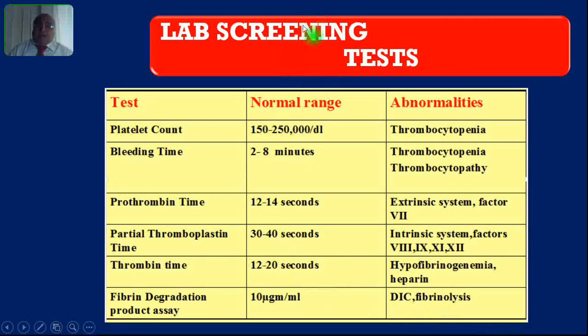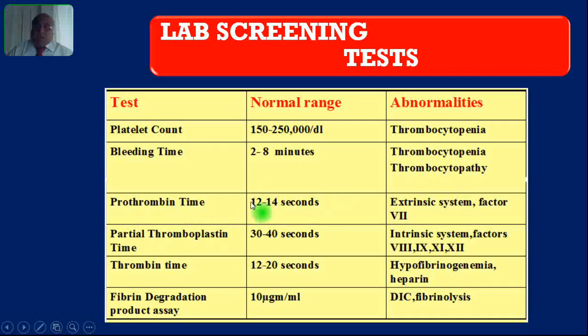So you must also do some basic screening lab tests. You must do the platelet count. The normal is 150 to 250,000 per deciliter. If the count is low, that means it is thrombocytopenia. Bleeding time, the normal is 2 to 8 minutes. This will be increased in case of thrombocytopenia or in thrombocytopathy, that is functional disorder of the platelet.